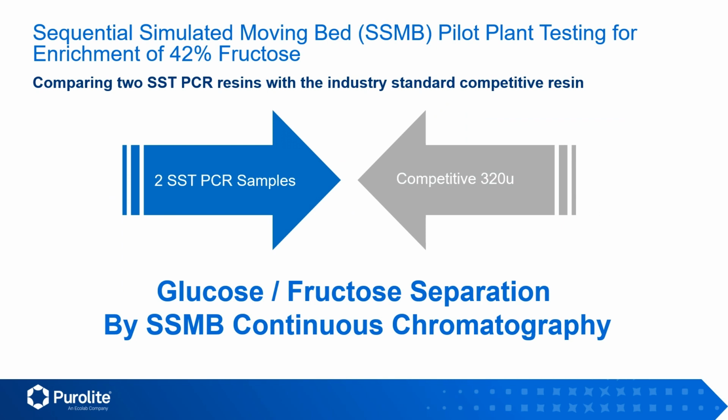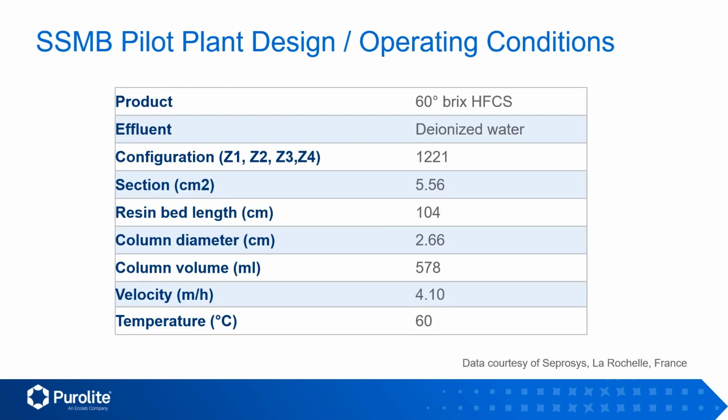After positive results in the pulse testing, 2 of our SST-PCR samples were tested against the most common fructose enrichment resin in the sequential simulated moving bed pilot plant. The SSMB pilot plant used a feed of 42% fructose at 60 Brix and 60 degrees Celsius. The column sizes and zone configurations are as shown.